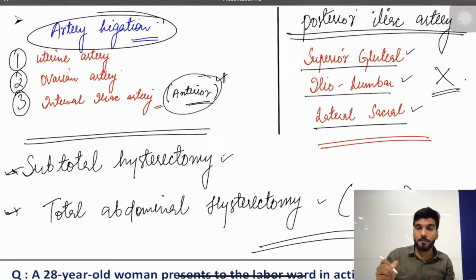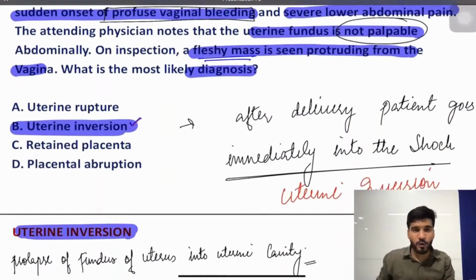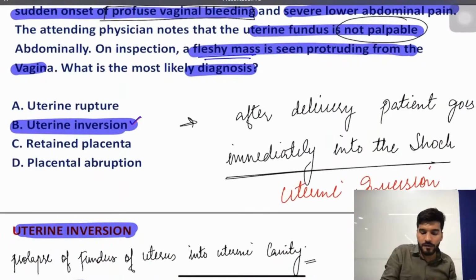After that, if the bleeding still has not stopped, you go with the subtotal hysterectomy or the total hysterectomy. In subtotal you only take out the uterus, but in total abdominal hysterectomy you take out uterus plus cervix. Followed by that, we discussed that the patient after delivery goes immediately into shock. Your most probable diagnosis with fundal depression and excessive bleeding is going to be uterine inversion.